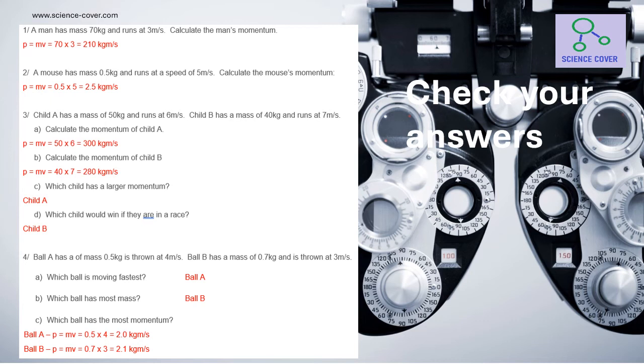Ball A has a mass of 0.5 kilograms and is thrown at 4 meters per second. Ball B has a mass of 0.7 kilograms and is thrown at 3 meters per second. Which ball is moving fastest? That would be ball A. Which ball has most mass? That would be ball B. Which ball has the most momentum? Well, if we calculate the momentum, ball A is 2.0 kilogram meters per second, and for ball B, we get 2.1 kilogram meters per second. So ball B has the larger momentum.